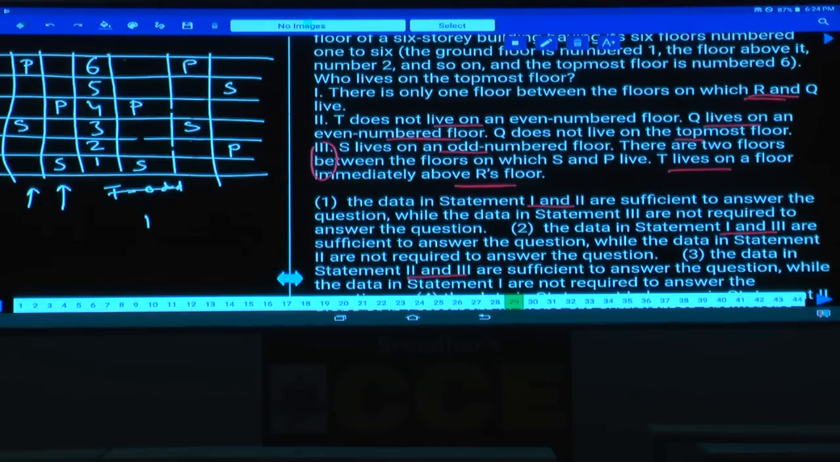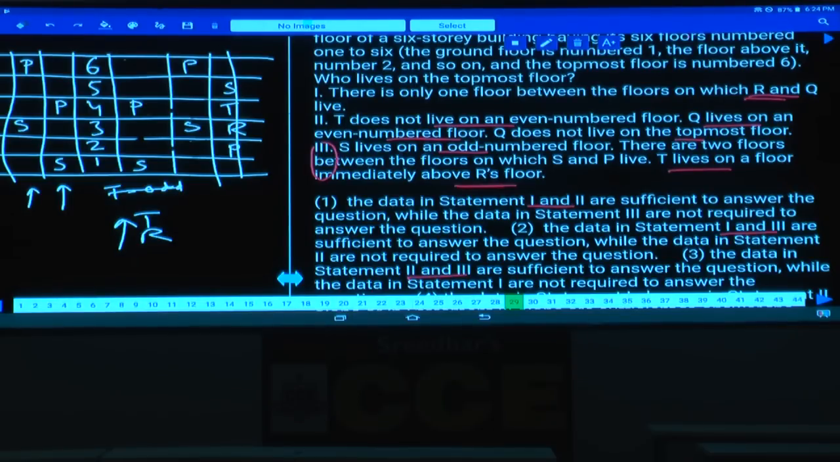T lives immediately above R's floor. Then as T lives immediately above R's floor, this is the case in this. Now this is condition number 3. Now we need to combine condition number 2: T does not live on an even number floor, so this case is ruled out, isn't it?